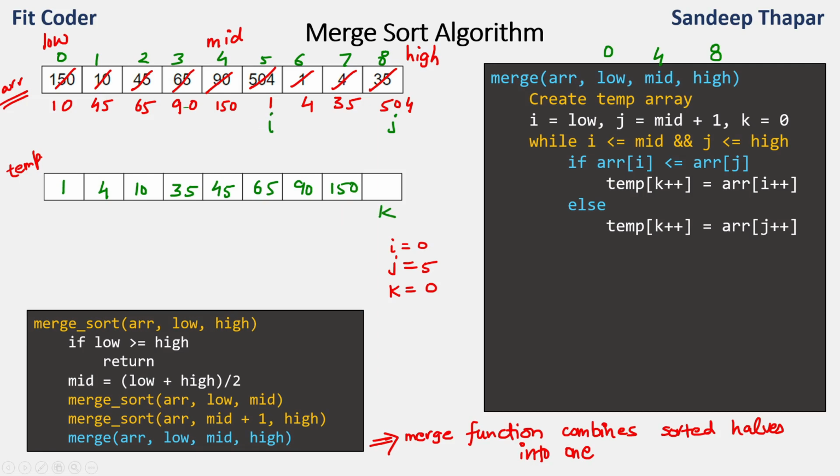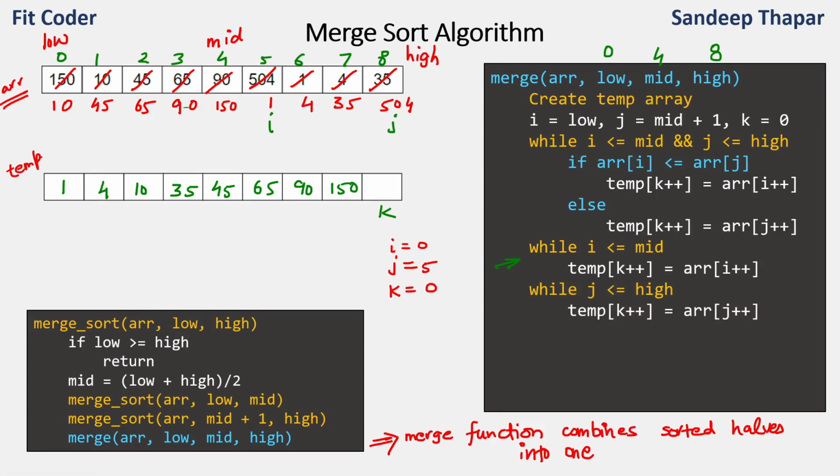Now in this step, if you see, i is now greater than mid. So this while loop will break, because this while loop is for while i is less than or equal to mid. Now we'll copy all the remaining elements from the left half and from the right half. We'll check while i is less than or equal to mid. This condition is not true. And then we'll check while j is less than or equal to high, and we'll fill all the remaining elements into the temp. So 504 is left, so we'll fill 504 in this temp array. And we'll increment the k.